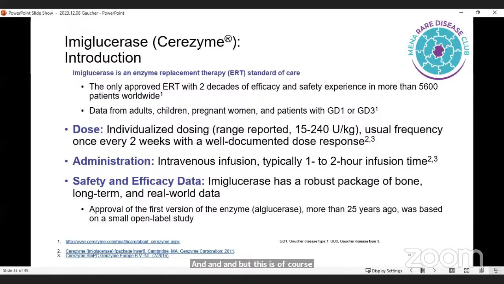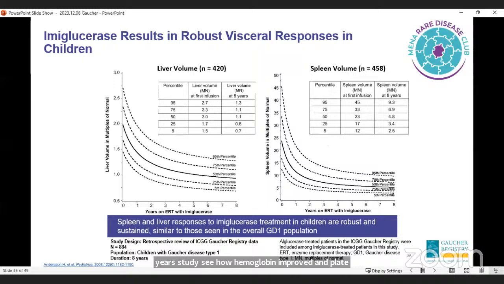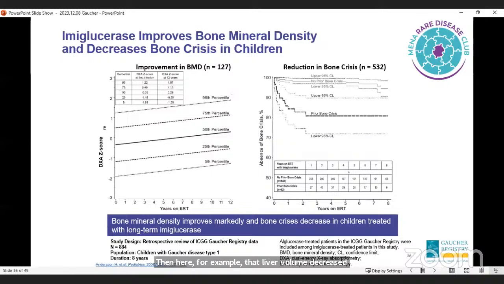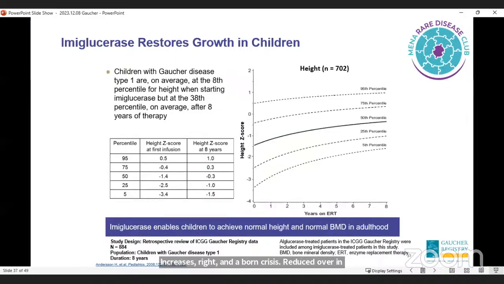It will improve, as I'll show you in the next slides, all manifestations of Gaucher disease. For example, here, this is an 8-year study. See how hemoglobin improved and platelets improved with enzyme replacement therapy. Then here, the liver volume decreased, spleen volume decreased, bone mineral density increases, right? And the bone crises reduced. Also growth in children with Gaucher disease improved with enzyme replacement therapy.